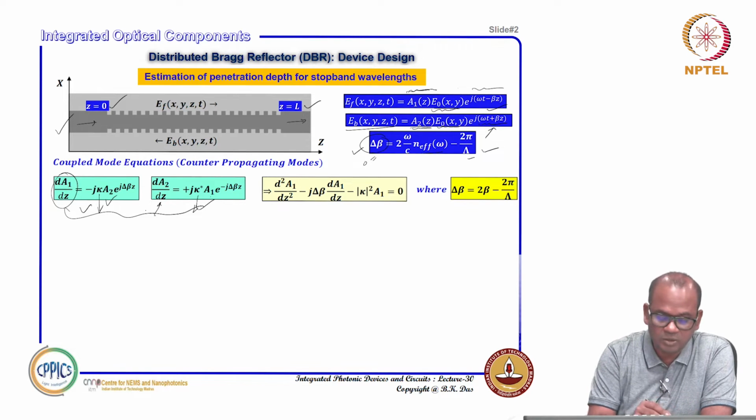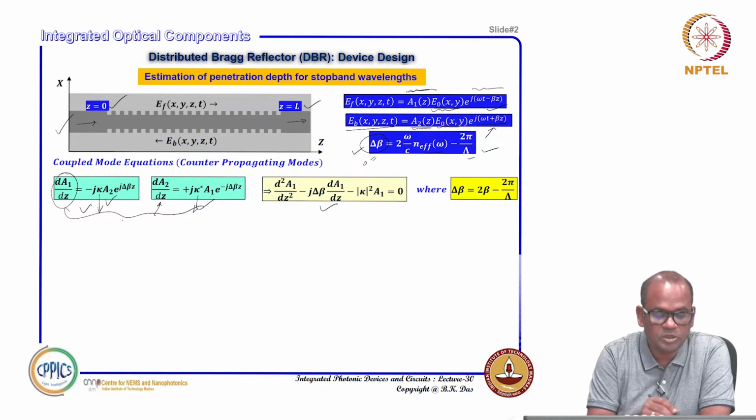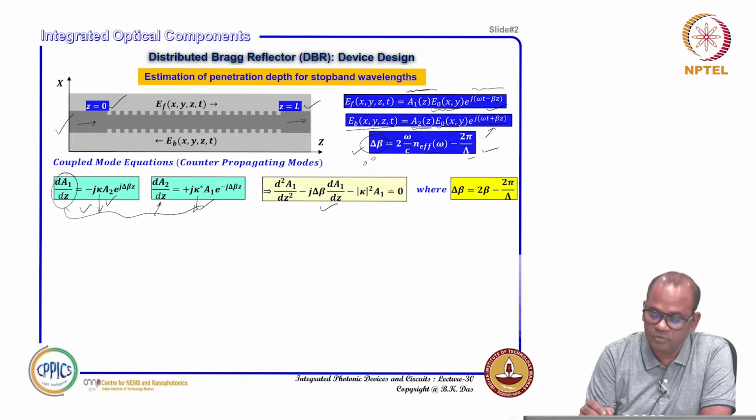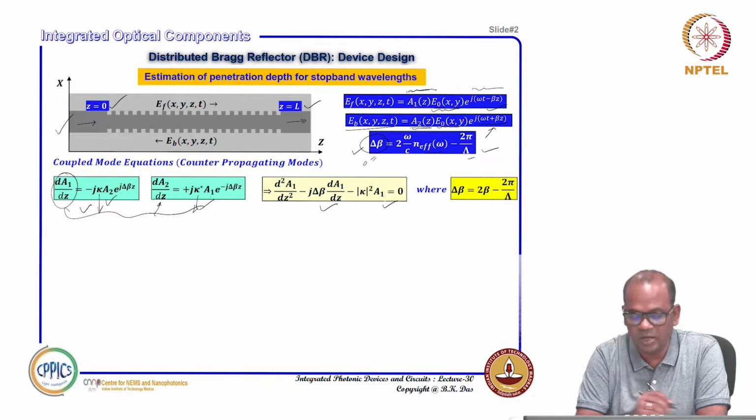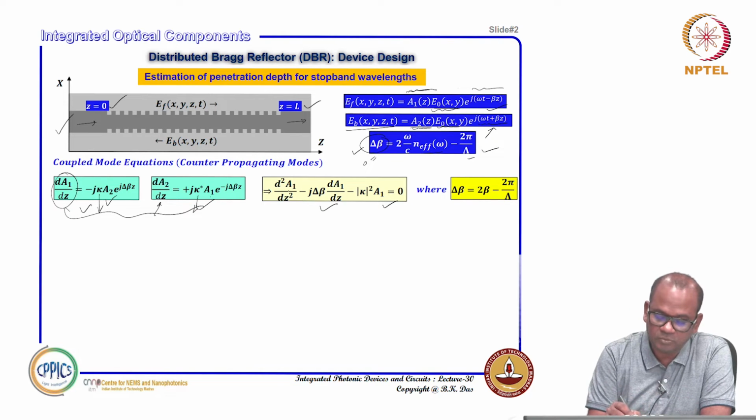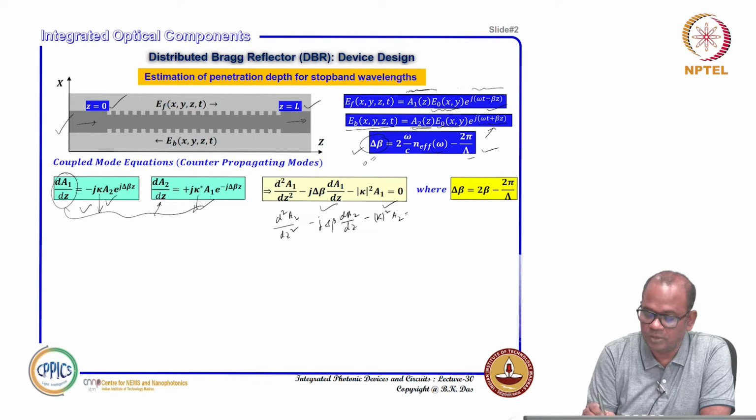To solve it, as we have shown earlier, we can eliminate a2 from these two equations and find a second order homogeneous differential equation only for a1. A similar equation we get for a2, that is d squared A2 by dz squared minus j delta beta dA2 by dz minus kappa squared a2 equal to 0. I have just written one because it is obvious for the other.